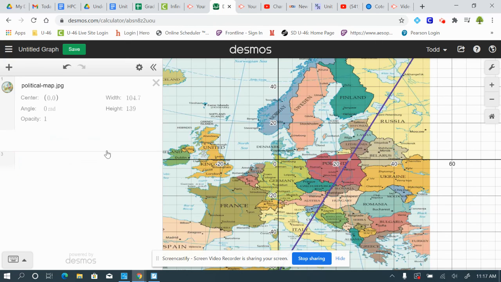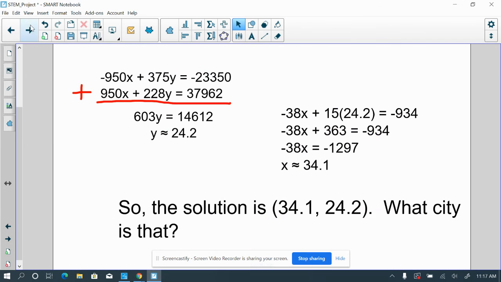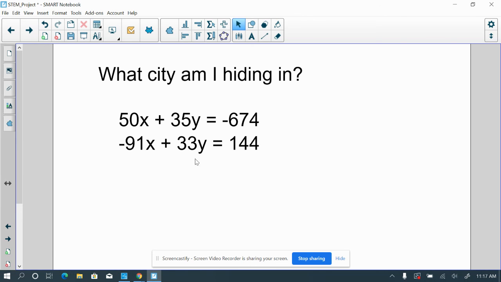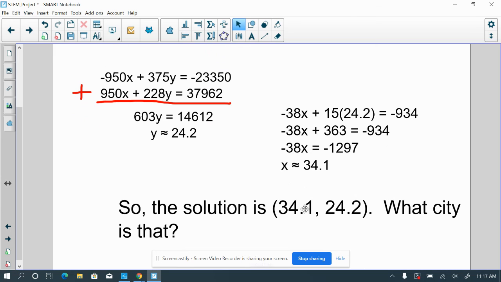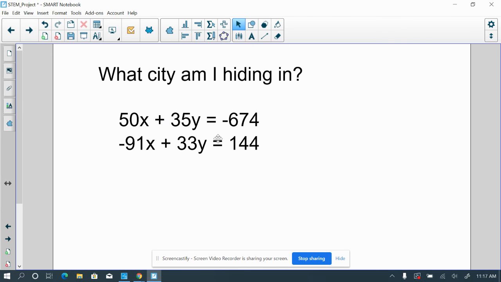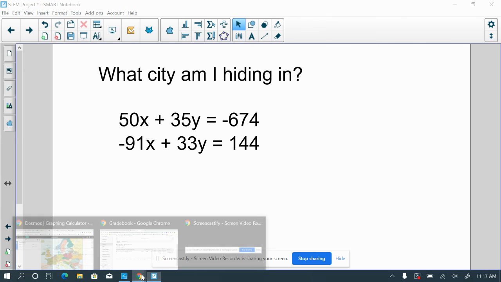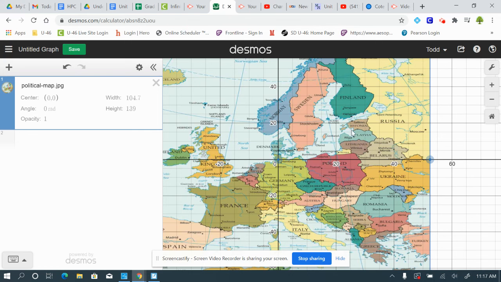So what I want you to do for Tuesday is find out what city I am hiding in here. Here are two linear equations. Use algebra, just like I used all this algebra. This is how you're going to get any of your points, by using algebra to get to this conclusion. So use algebra to find out the ordered pair, and then go back to the map and see what city I'm hiding in. Good luck.